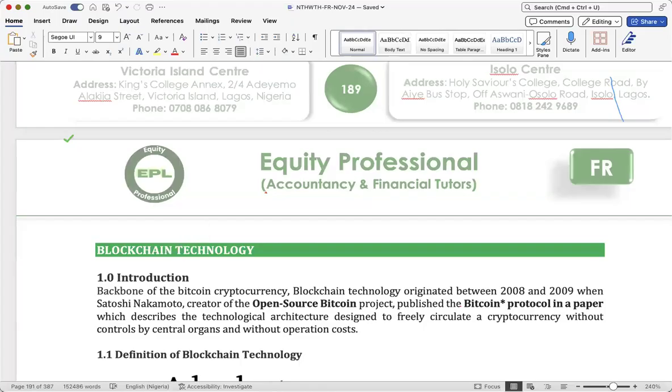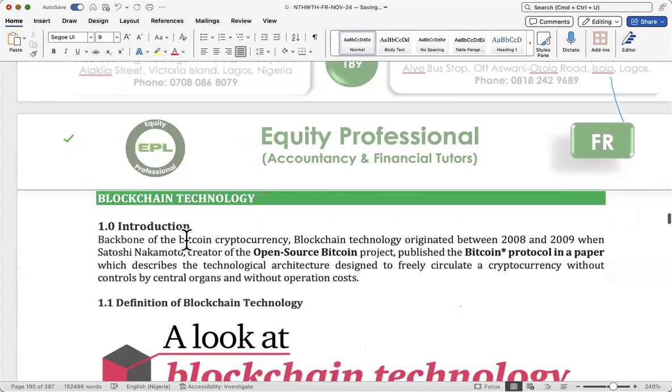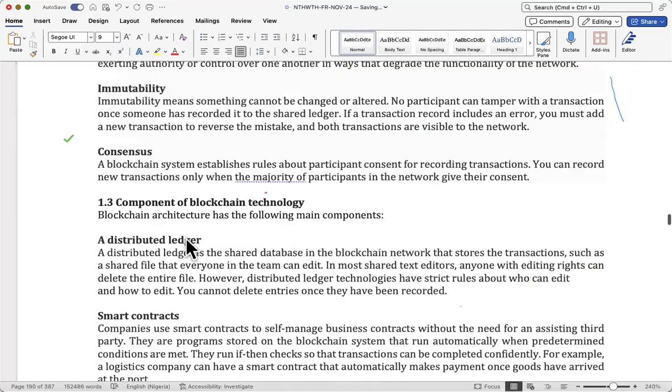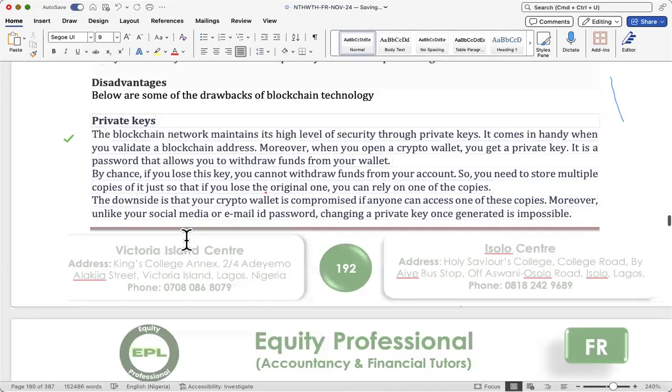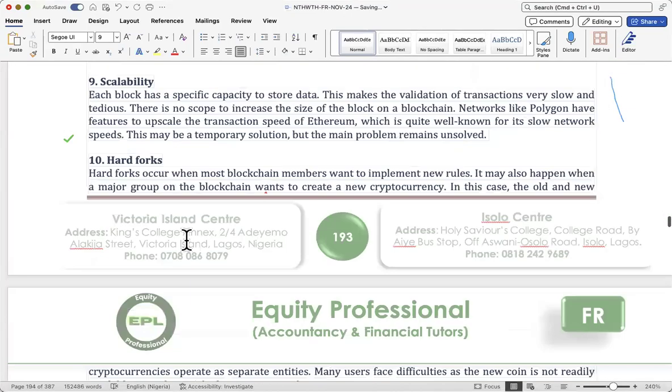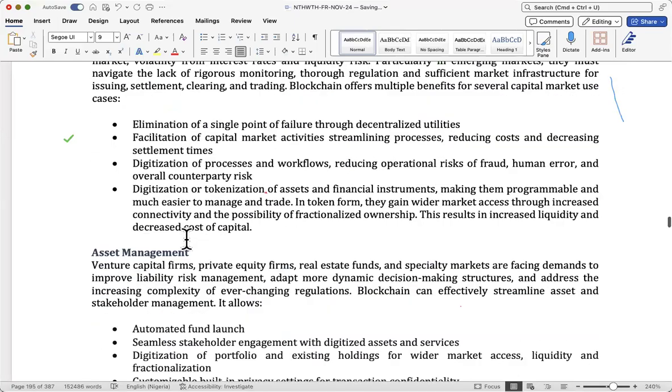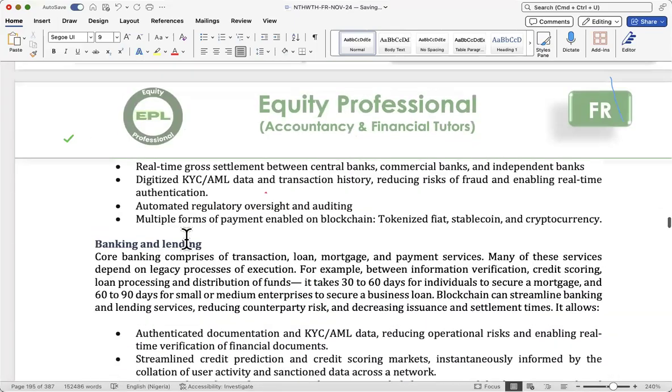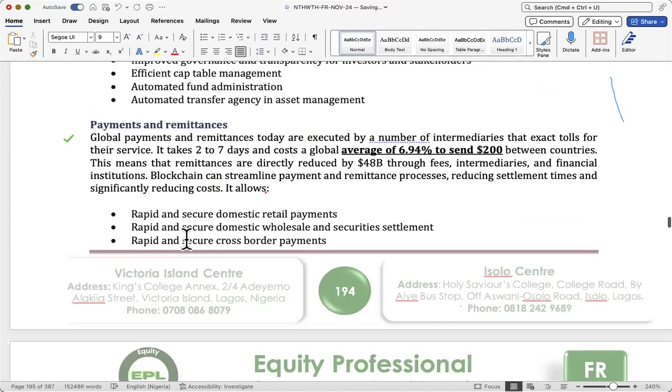Okay, next week I think I'll be teaching you blockchain technology and all of this. And I think I have IAS 20 and IAS 23 that I've not taught you. So I'll probably teach you that next week.